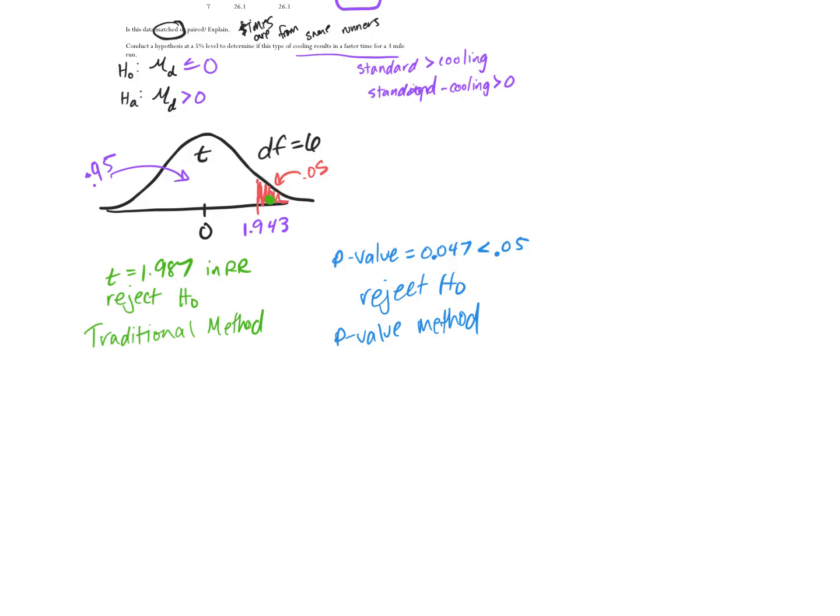Lastly, our conclusion, I might say at 5% significance. We can say cooling results in a faster time for a 3-mile run.